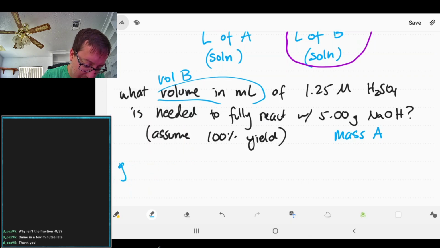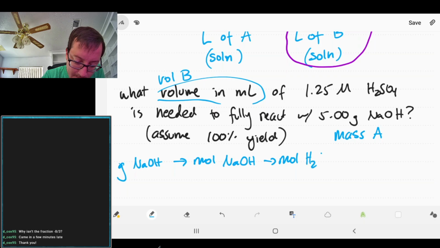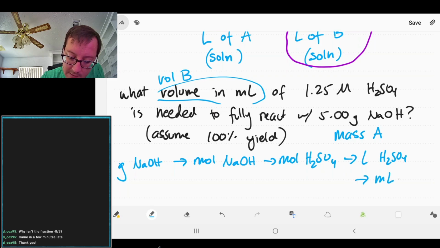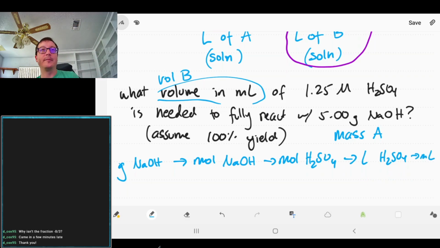So we're starting with grams of NaOH. We're going to moles of NaOH, to moles of sulfuric acid, to liters of sulfuric acid, to milliliters of sulfuric acid. I just ran out of space there. I'm going to actually, I'll put mL up here. Why not?